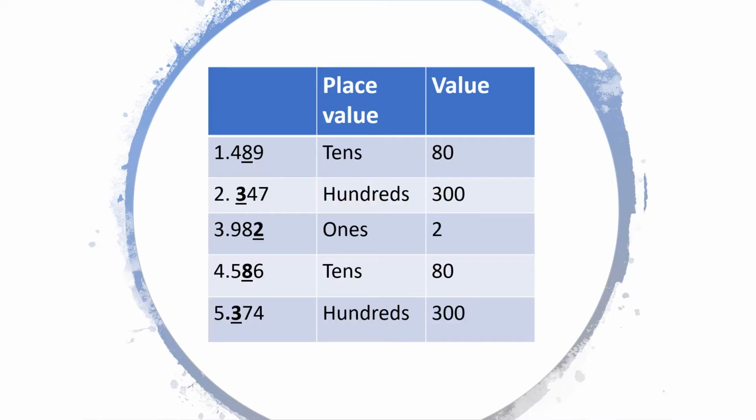Let's check your answers. Number 1, the place value of 8 is 10 and the value is 80. Number 2, the place value of 3 is 100 and the value is 300. Number 3, the place value of 2 is 1 and the value is 2. Number 4, the place value of 8 is 10 and the value is 80. Number 5, the place value of 3 is 100 and the value is 300.